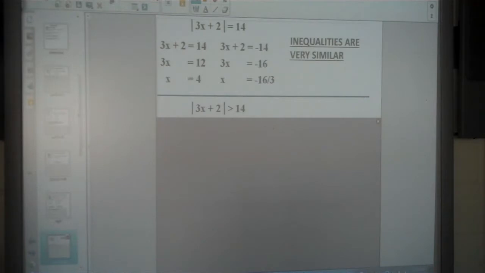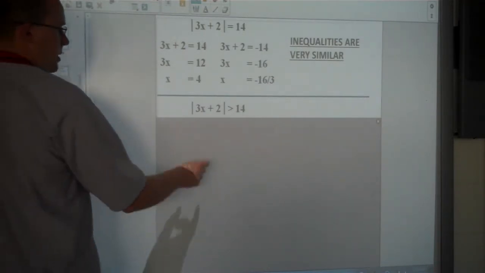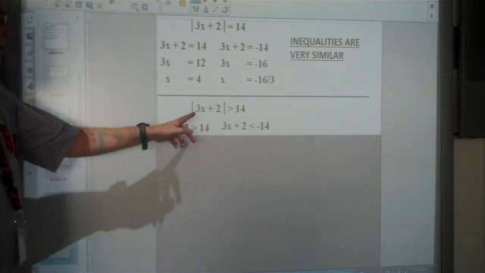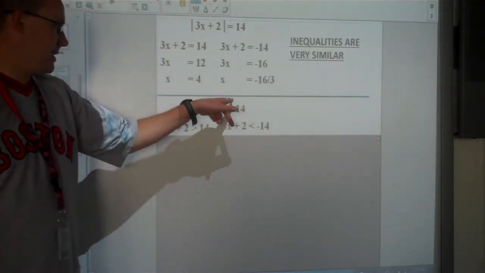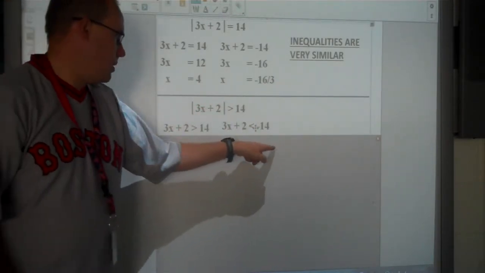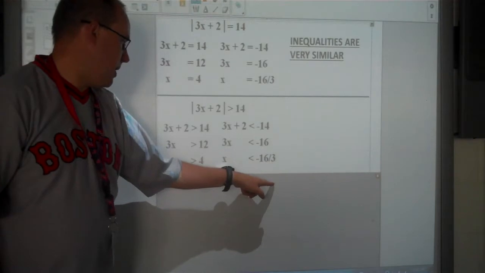When it comes to doing inequalities, it's pretty much the same procedure, and there's just a couple of extra steps you have to remember. When you split this up, you split it up into 2. You make one positive and one negative, but the second equation you must remember to flip the inequality. And then you solve each equation independently.